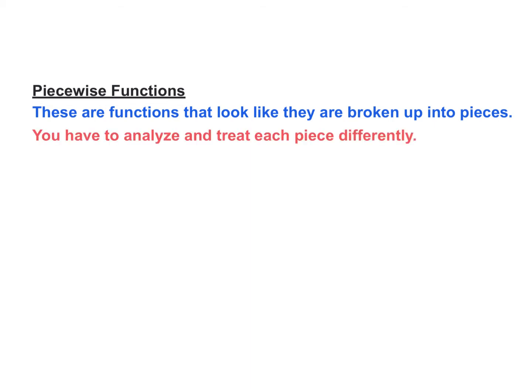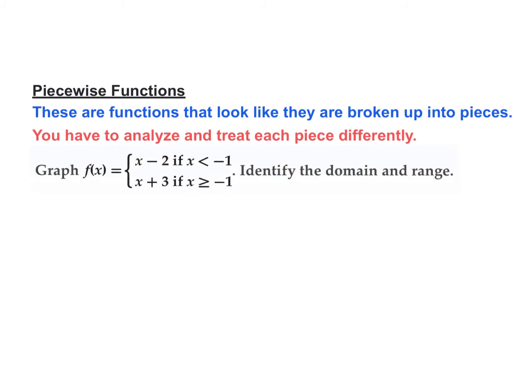So what we have to do is analyze and treat each piece differently. Each piece has its own equation associated with it, and we're going to use those and write those. So this first example will look like this. What this tells us, since there are two different equations, is that there are two pieces.